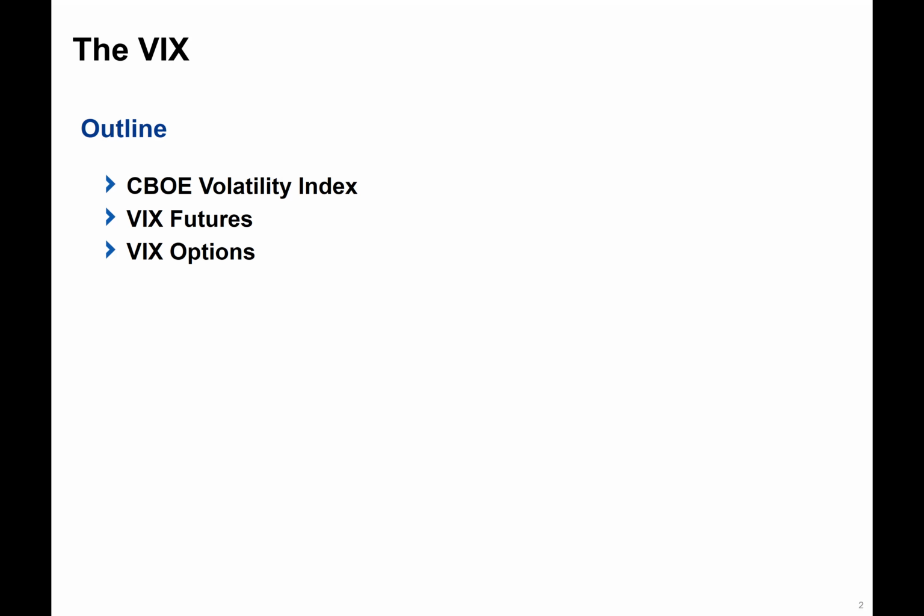VIX is a very unique animal, and it's not as straightforward. The futures contracts are not as straightforward as S&P 500 futures contracts, where you can determine a fair value. It just doesn't work the same way. And same thing with the options contracts. The way they behave is very different as well.